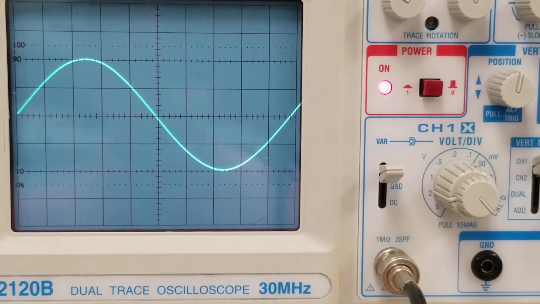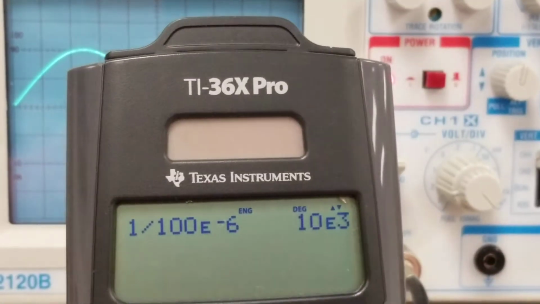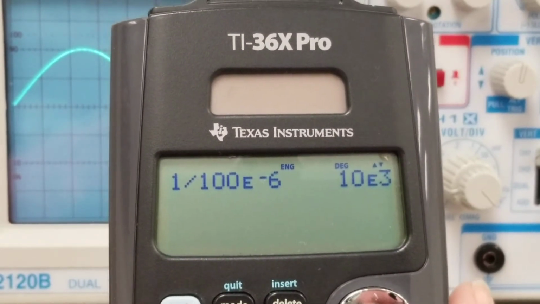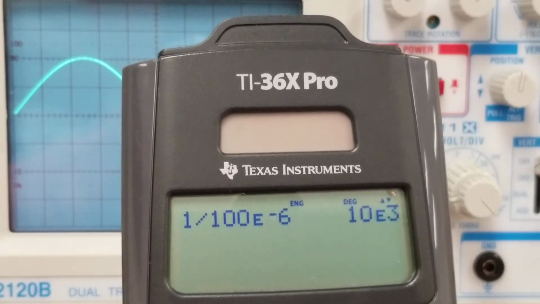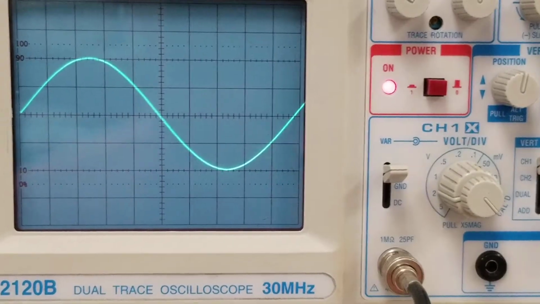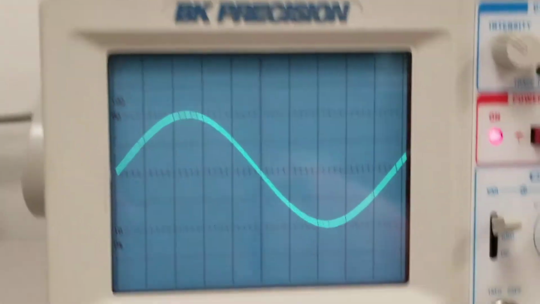So 1 divided by 100 microseconds. And if I do the calculation properly, you can see here that I've taken this 1 divided by 100 microseconds and I get 10 to the third, or 10,000 hertz. And if I look over here to the left, I see I have that set for close to 10K there. So let's come back to here.